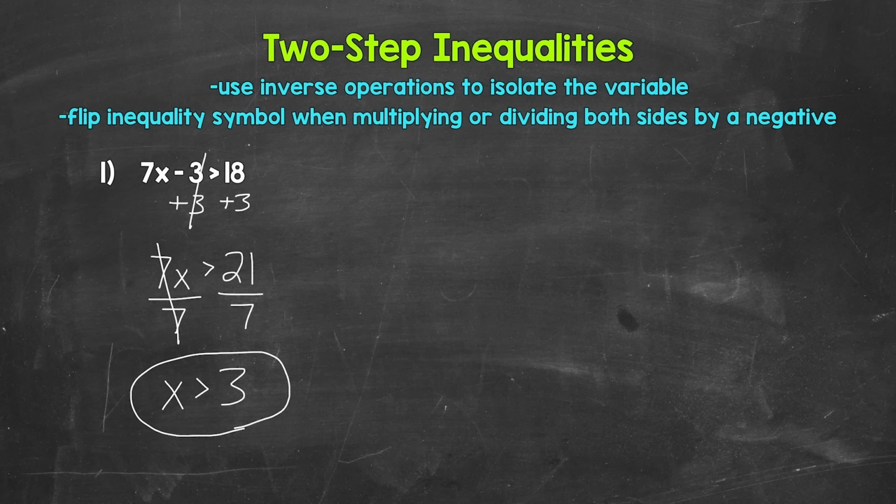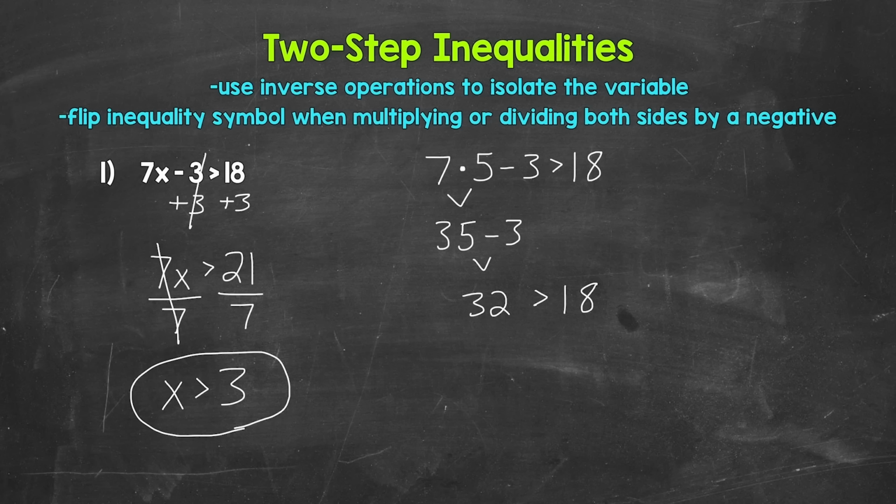And lastly, let's check a value that's greater than 3 to make sure it works and we are correct. Let's use 5. So 7 times, plug in 5 for x, minus 3 is greater than 18. 7 times 5 gives us 35, and then 35 minus 3 gives us 32. 32 is greater than 18, so that does work. We are correct here. Again, our answer, x is greater than 3. Let's move on to number 2.